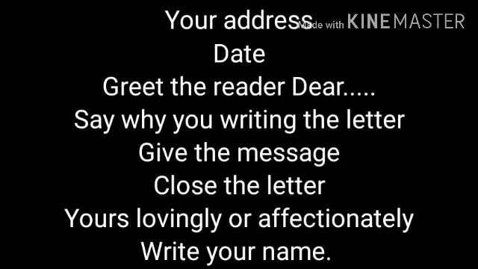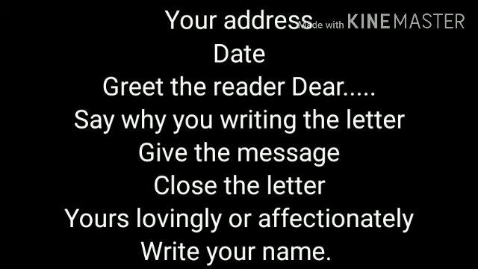Okay children, on the left side of your page you have to write your address. You have to mention your address and then date. At what date you are writing the letter to your loved one. Okay children, date. Third one, greet the reader to whom you are writing. Your friend, your uncle, your father, your mother. You can say dear father, dear mother, dear brother, dear sister, like that. You should greet your reader.